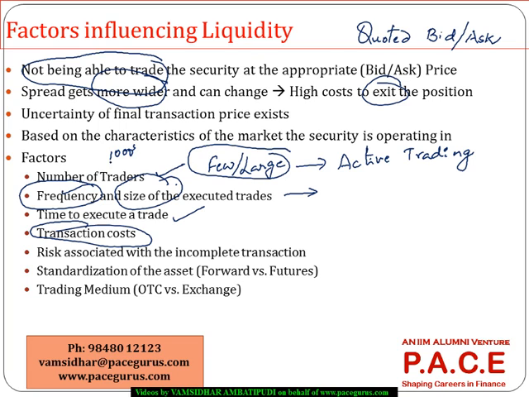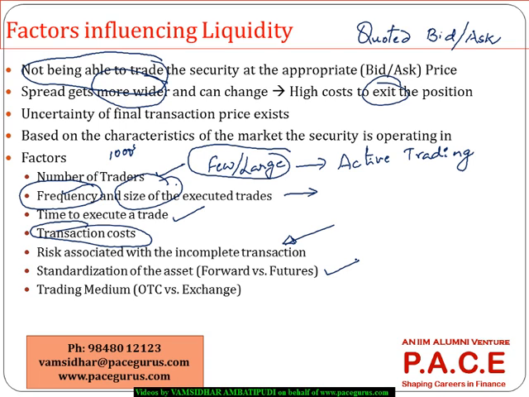And there could be some kind of risk. So understanding is required with respect to what is the risk that is involved with an incomplete transaction. And even the standardization of an asset influences the liquidity. Probably look at futures versus forwards. The scope for exiting out of a forward position is much more difficult compared to exiting out of a futures position, because in a futures position offsetting is quite simpler, and I can exit out of my position quite comfortably.